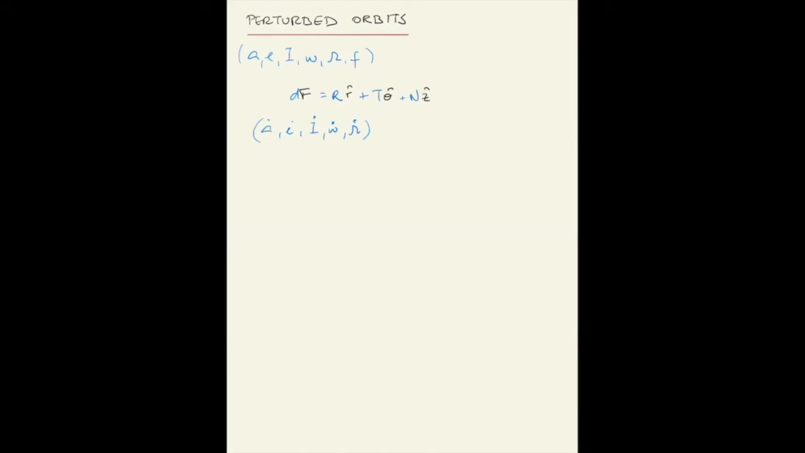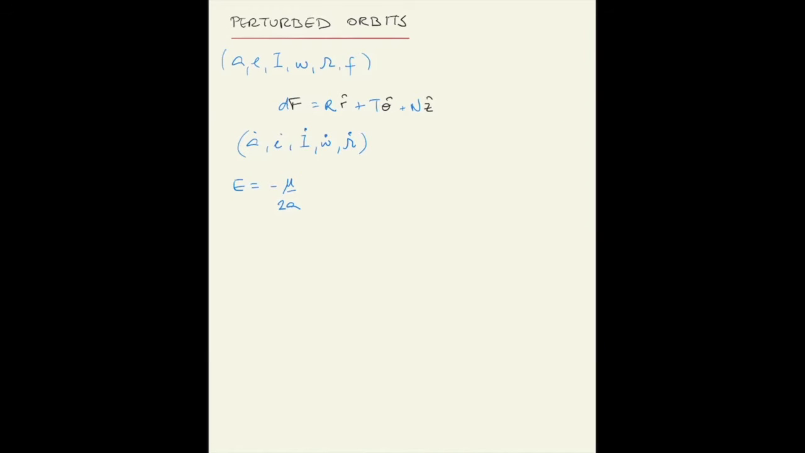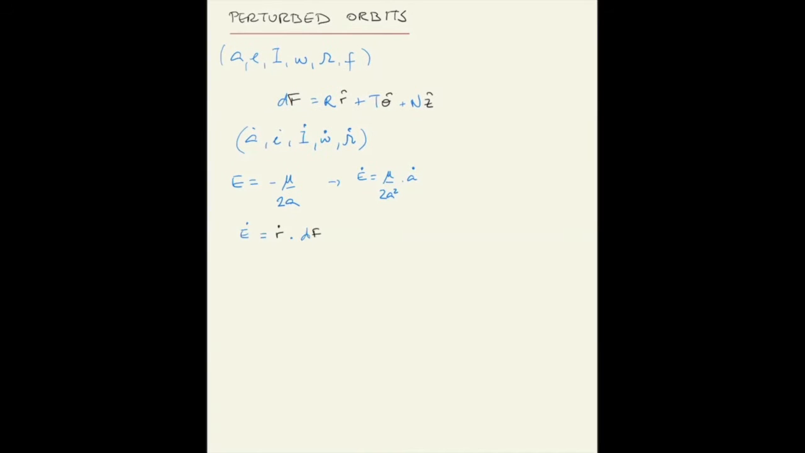For the semi-major axis, we realize that the energy is minus mu over 2a, so we can take the derivative of this to find the expression for a dot. Now we can also equate the change in energy with the work done by the force dF. So this is equal to r dot R plus r theta dot T.